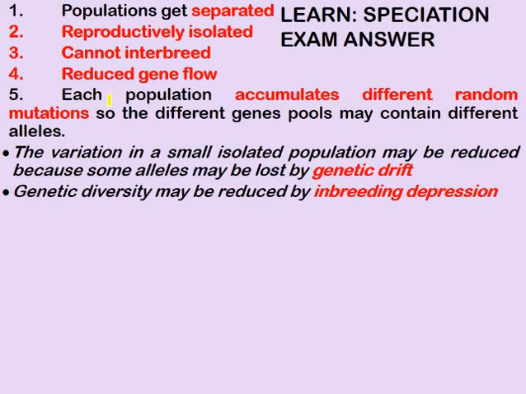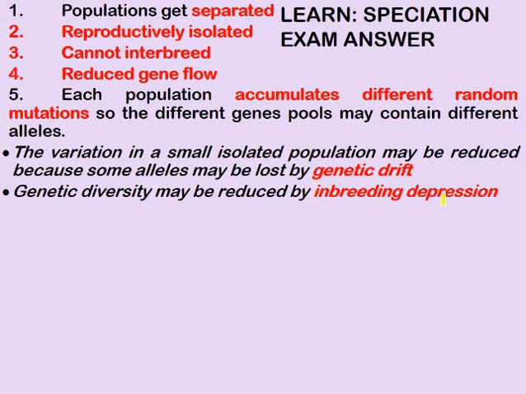That means that each population then accumulates different random mutations, and so their gene pools are starting to have different alleles. You could have also gotten that mark if you say that the variation in small isolated populations may be greatly reduced because some alleles may be lost to genetic drift. So something like diseases, or physical catastrophes like fires can kill a lot of the population, and that means that the alleles left are quite limited. You could have also said that genetic diversity may be reduced because of inbreeding depression.